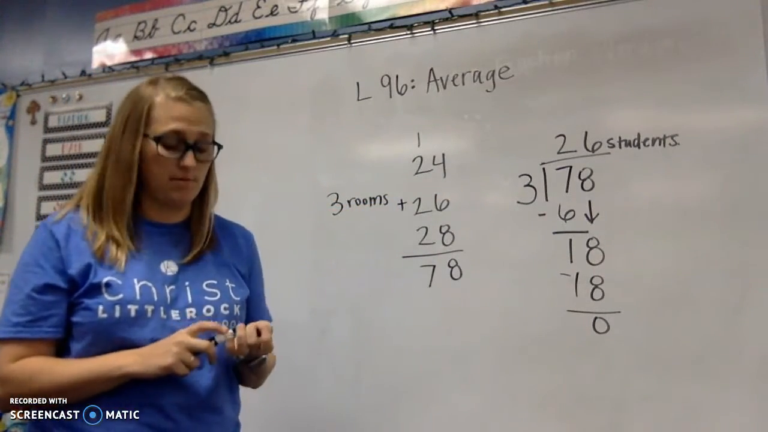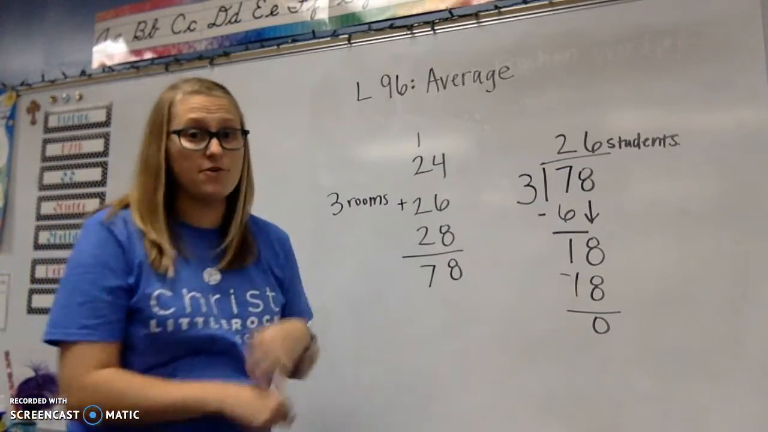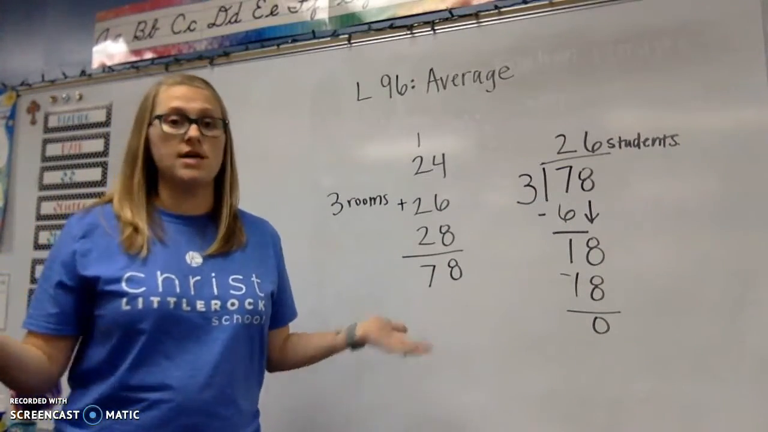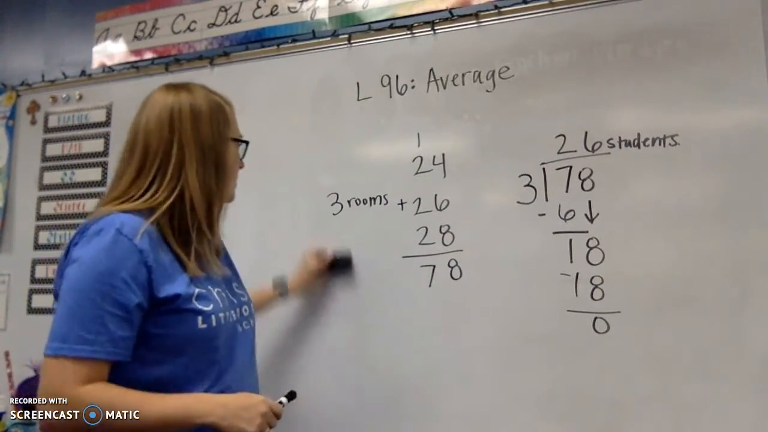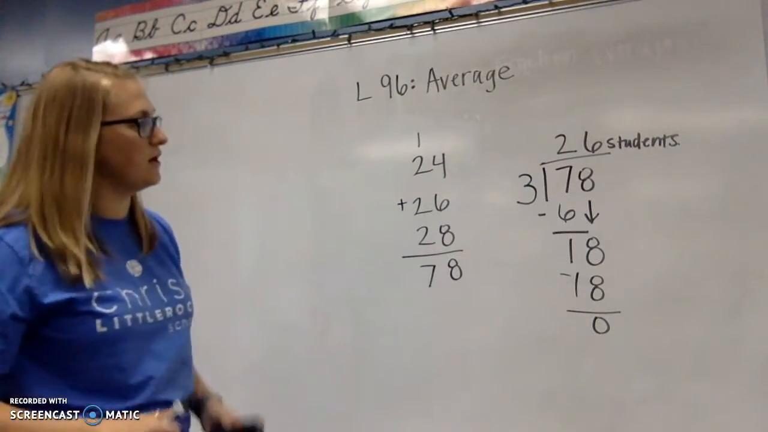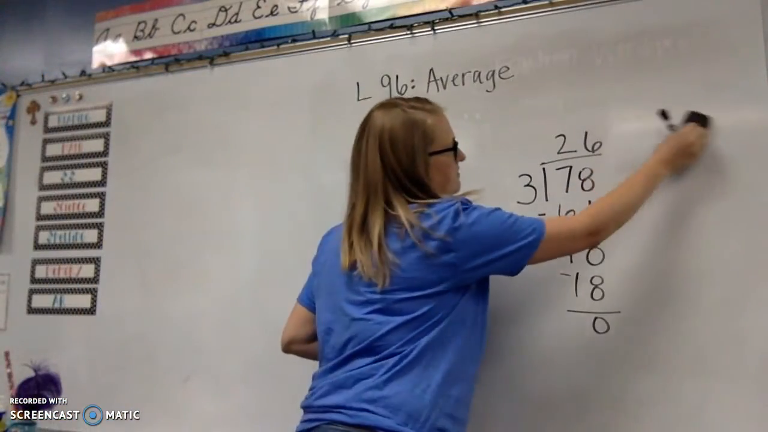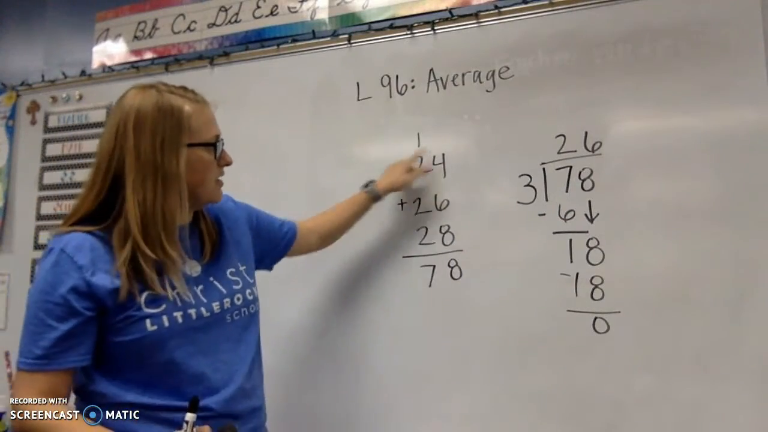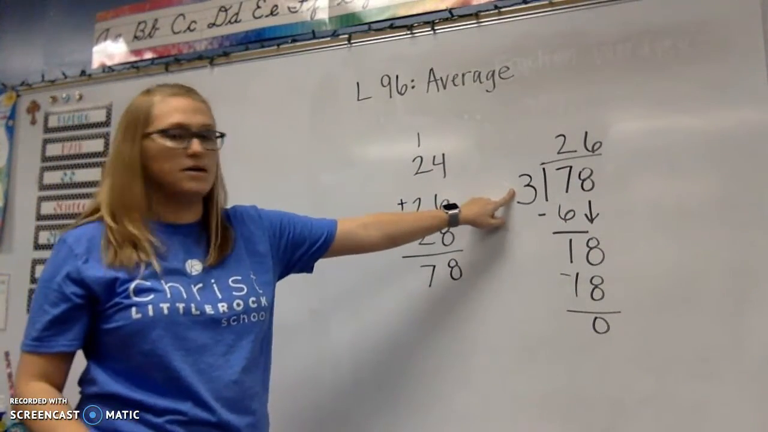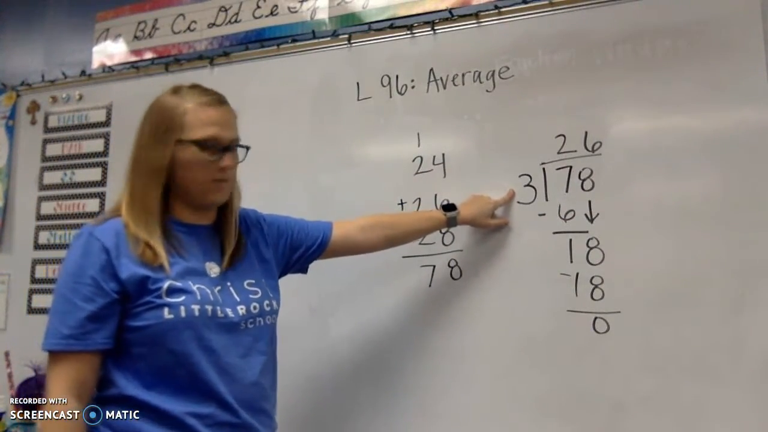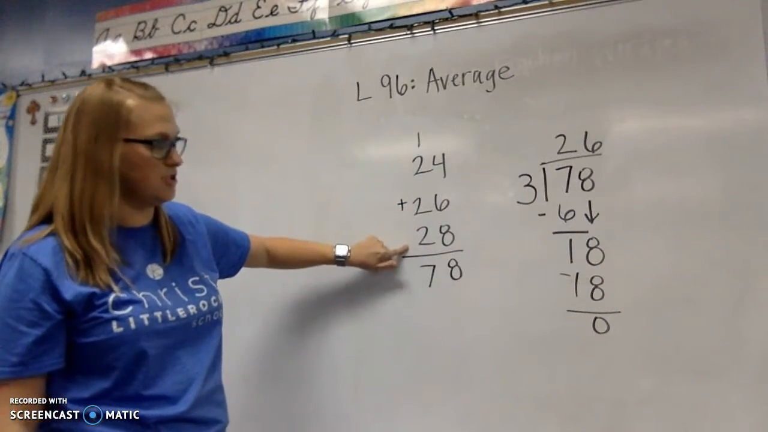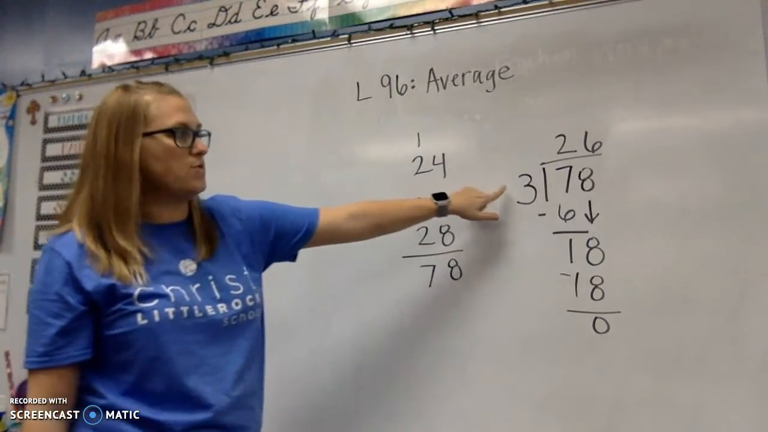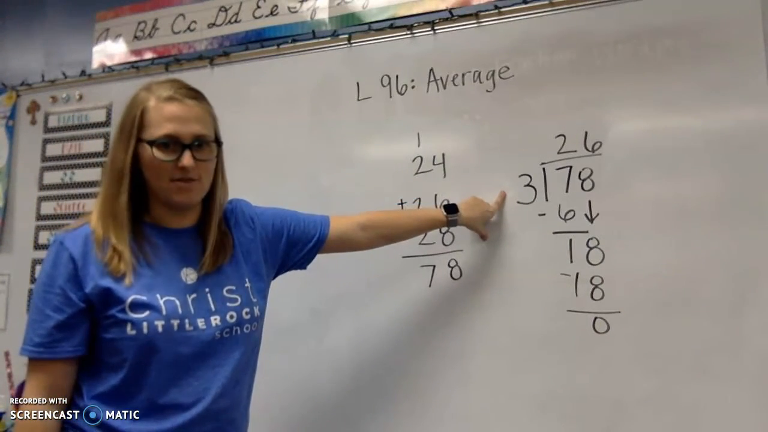Sometimes it's not a word problem and it just says, what's the average of all of these numbers? And so if there was no rooms involved, there was no words involved, and it said just find the average of these numbers, you're going to add them all up and divide by the number of numbers. And what that means is how many numbers did you add together? That's what you're going to divide by to find the average.